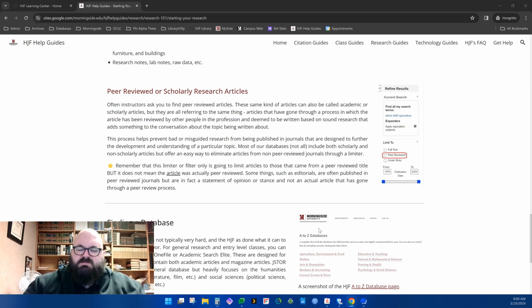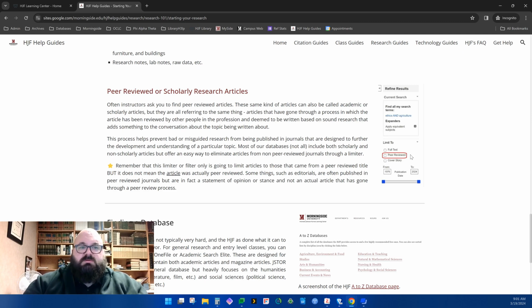And this is one of the benefits of using our databases over, say, Google Scholar or google.com. It is going to allow you, as we can see over here on this picture, to search just for peer-reviewed articles. Now, when you do this, what you are telling the database isn't only give me articles that have been peer-reviewed. You are telling it to only give you articles from journals that do peer review. That doesn't mean you won't get editorials in these.